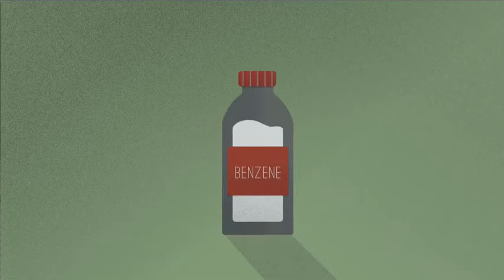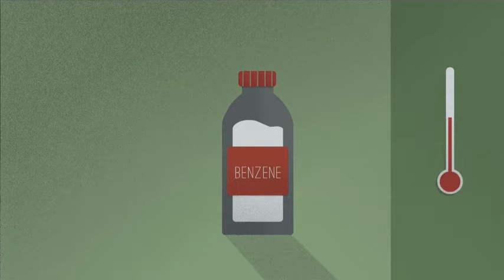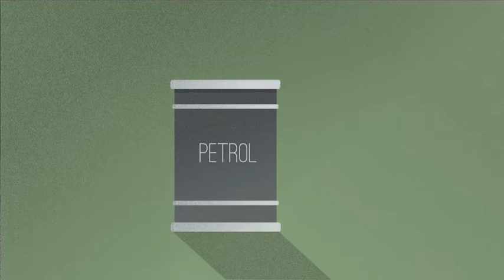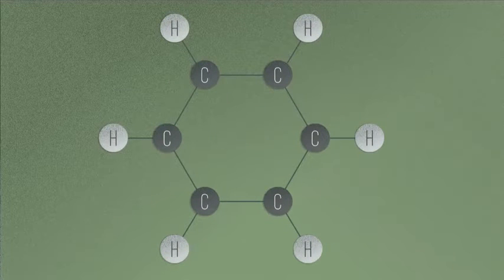Benzene is a colourless liquid at room temperature. Its boiling point is 80 degrees Celsius. It's found naturally in crude oil and in fact smells a little like petrol. On an atomic level, benzene is made up of 6 carbon atoms covalently bonded in a ring.